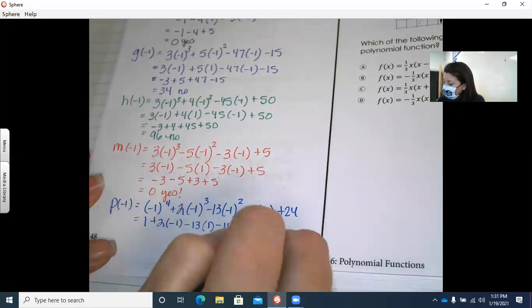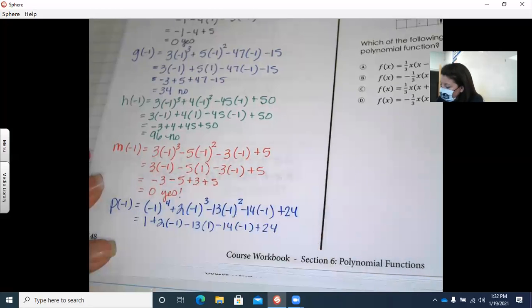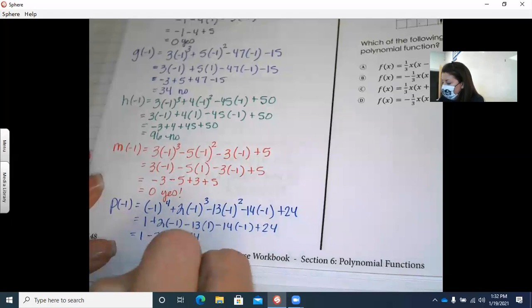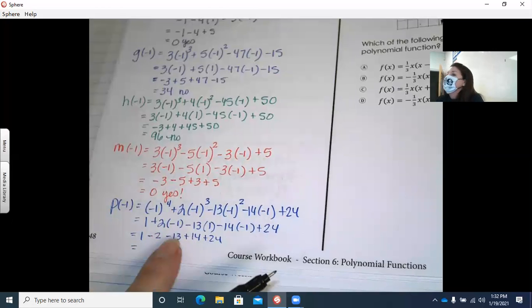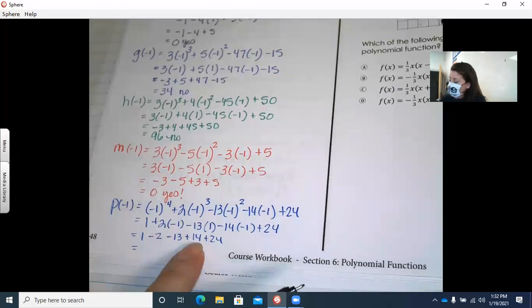Now let's do multiplication. So I have 1, 2 times negative 1 is negative 2. Negative 13 times 1 is negative 13. Negative 14 times negative 1 is positive 14. And then I have a plus 24. Does this look like it's going to give me a 0? Let's see. 1 minus 2 is negative 1. Negative 1 minus 13 is negative 14. Negative 14 plus 14 is 0. 0 plus 24 is 24.